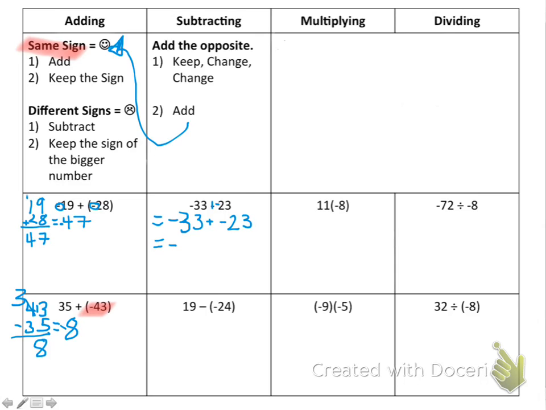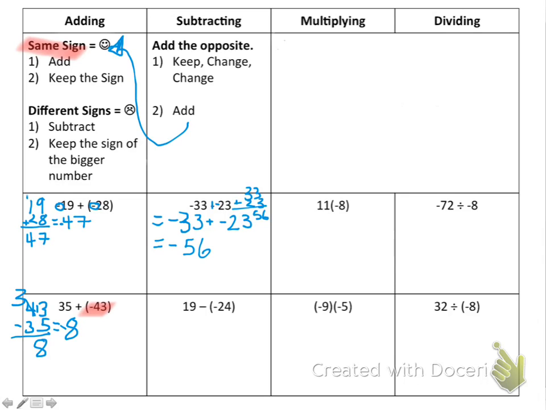Now I need to add them. 33 plus 23. 3 plus 3 is 6, and 3 plus 2 is 5. So my sum, or my difference, is going to be negative 56. Let's do another example.